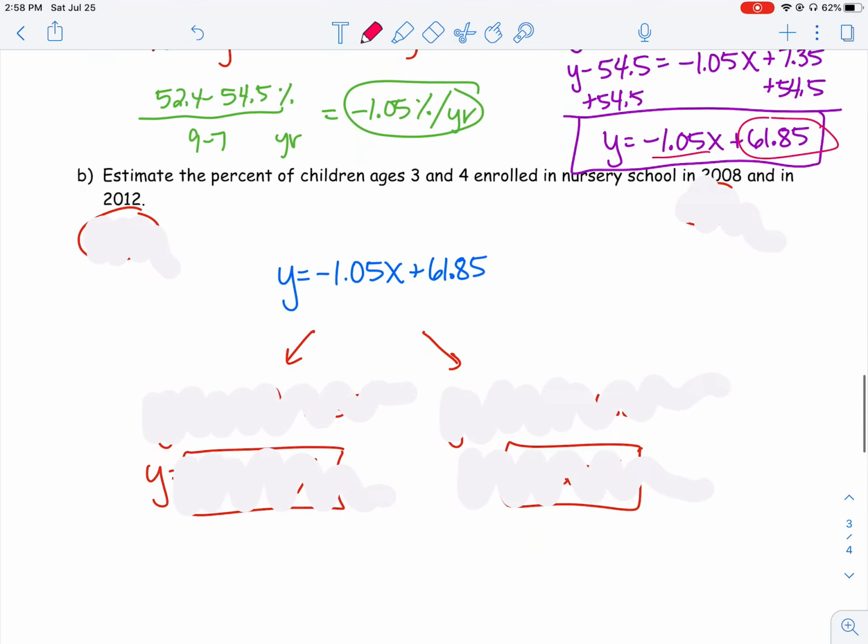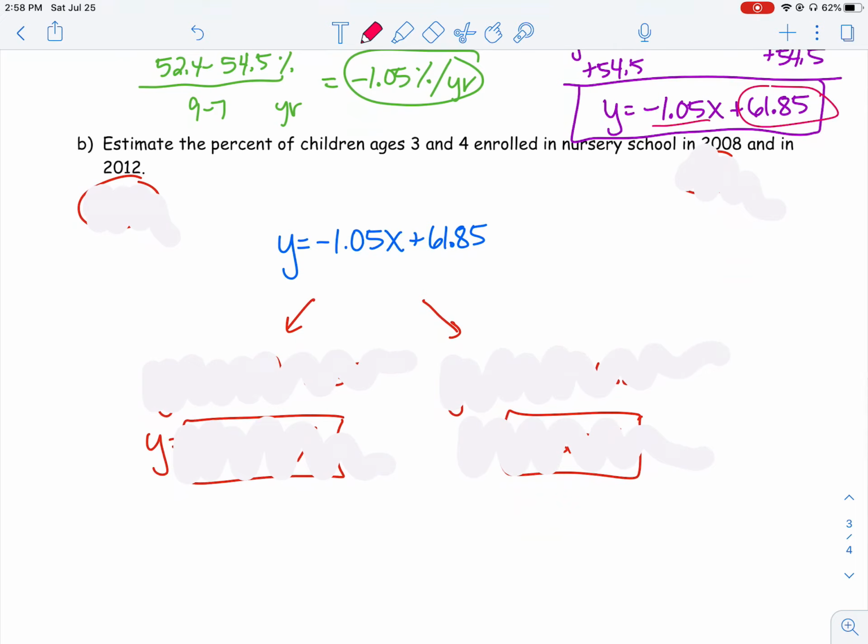All right, now let's do part B. Part B asks us to estimate the percentage of children enrolled in nursery school in 2008 and then in 2012. So what we can do is use the equation of our line that we made from part A and use it to estimate what's happening in 2008 and in 2012. It might not be exact, but it would give us a pretty good idea of what's happening in those 2 other years. Remember that 2008 is a year, so it's an X value. But we're not going to say 2008, we're just going to say 8, because that's how many years after 2000. And remember, for 2012, we're going to use x equals 12.